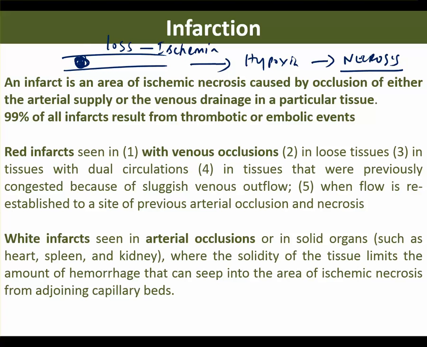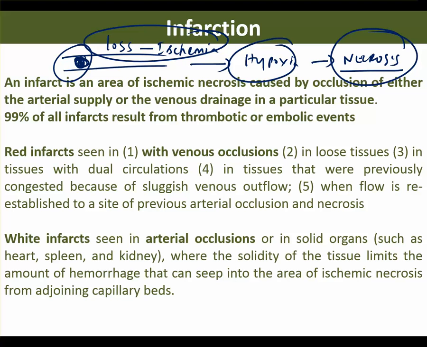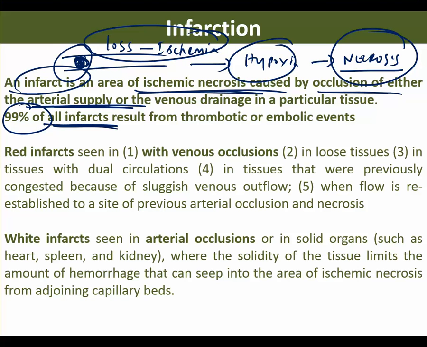Okay. So a block in the blood vessel creates ischemia. Ischemia causes hypoxia. Hypoxia results in necrosis. This is called infarction, an ischemic necrosis, by the occlusion of the arterial supply. 99% of infarcts are due to a thrombotic or embolic event. In other words, the major cause of death in the world is due to thrombotic and embolic events.